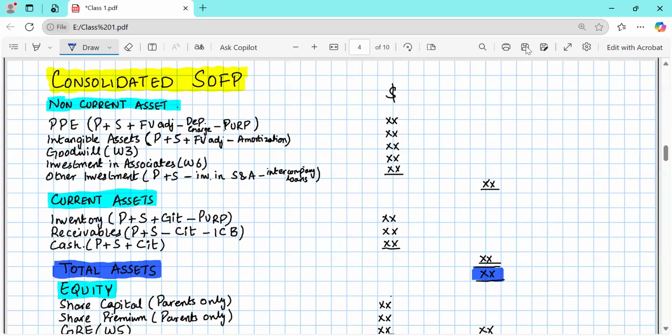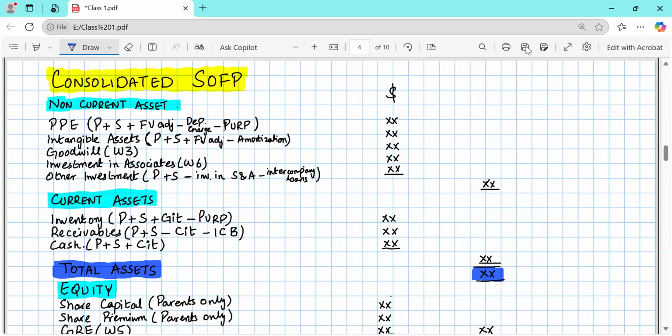Then I have written down FVADJ. FVADJ basically means fair value adjustment. We are going to talk about all of these one by one. So I've just written down the abbreviations here. Okay. So FVADJ means fair value adjustment. Then you have to less depreciation. Then there is a concept of PURP as well. PURP basically means provision for unrealized profit. We are going to talk about that. We are going to talk about each and every adjustment.